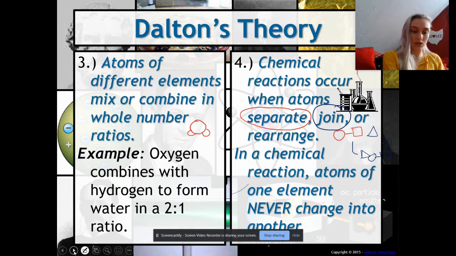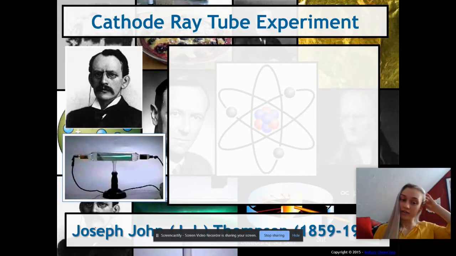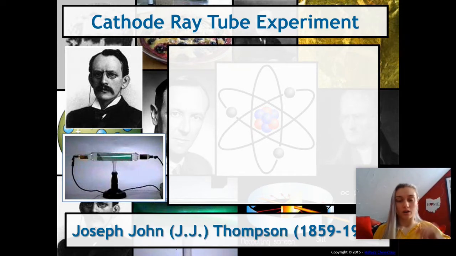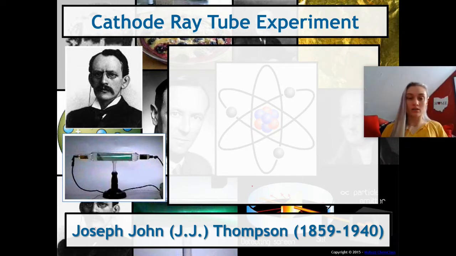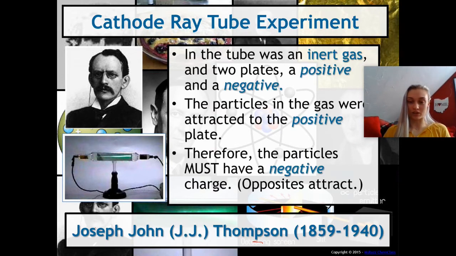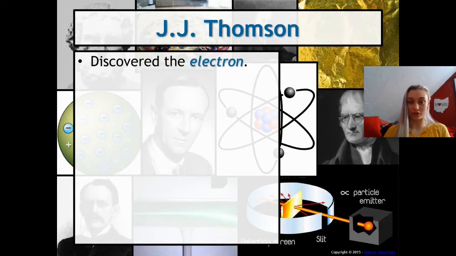Okay, let's continue. So next we have J.J. Thomson. And what he did is he did the cathode ray tube experiment. I'm going to note something really quick. When you spell J.J. Thomson's name, sometimes there's a P, and sometimes there's no P, like there's no P right there.